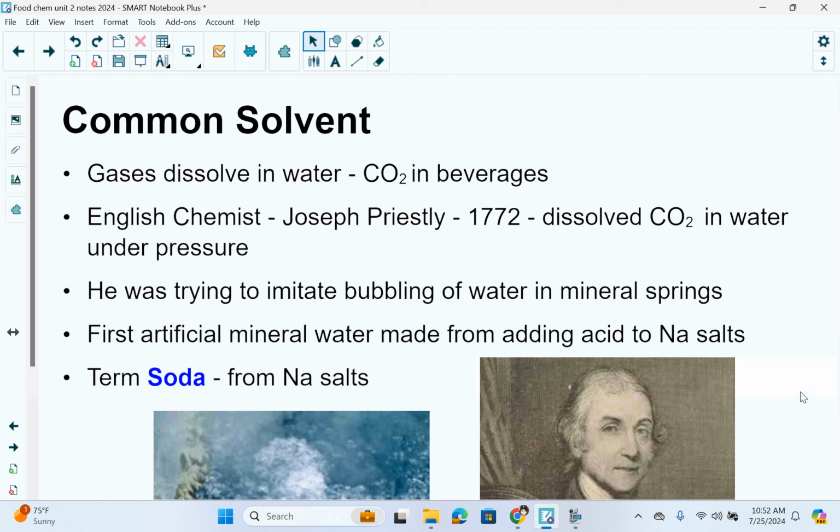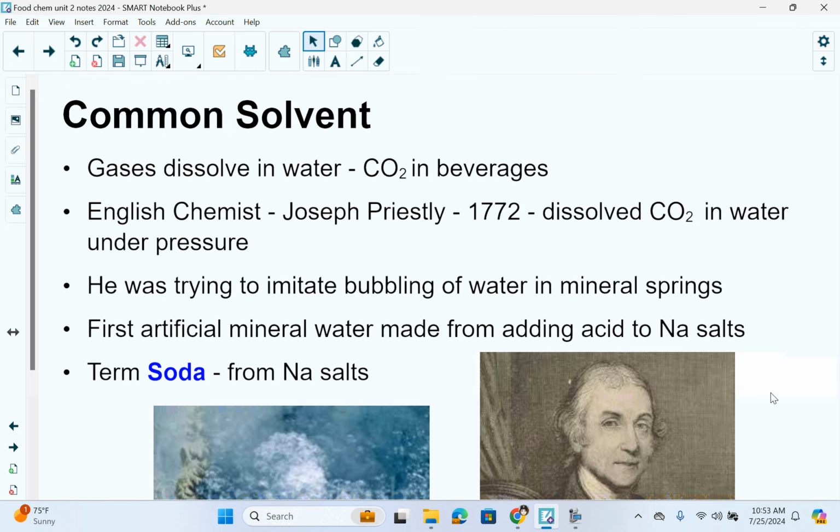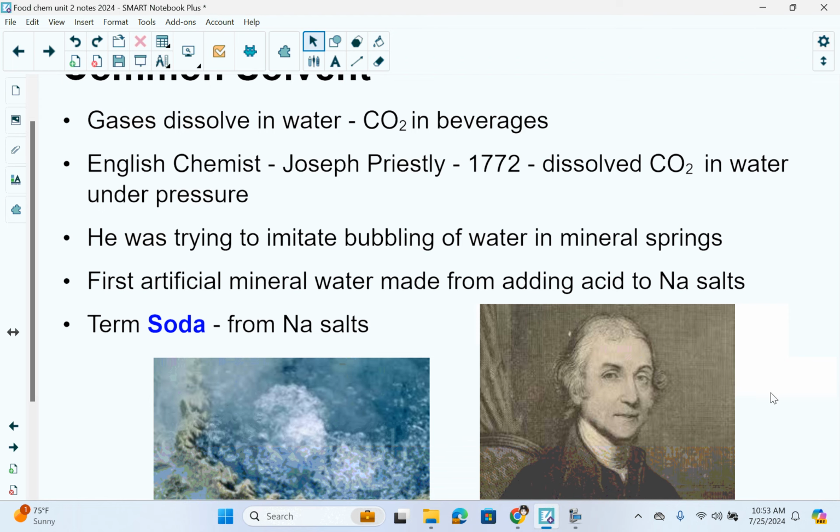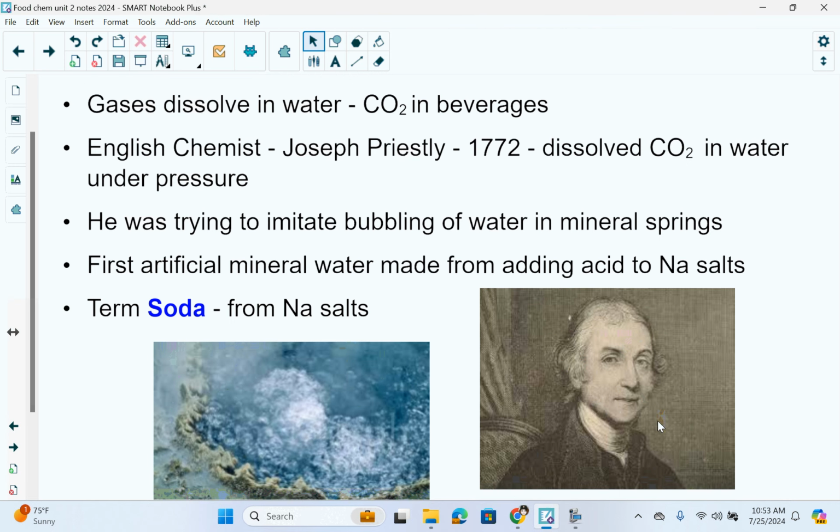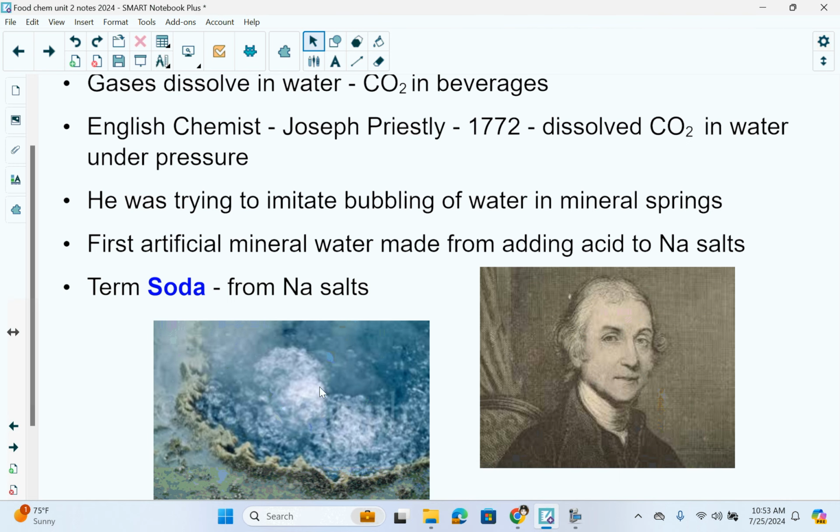Water is a common solvent. Gases can dissolve in water, like carbon dioxide in beverages. Now, how this all came about was thanks to this English chemist, Joseph Priestley, in 1772. He dissolved carbon dioxide in water under pressure. He was trying to imitate this bubbling of water that he often saw in mineral springs.